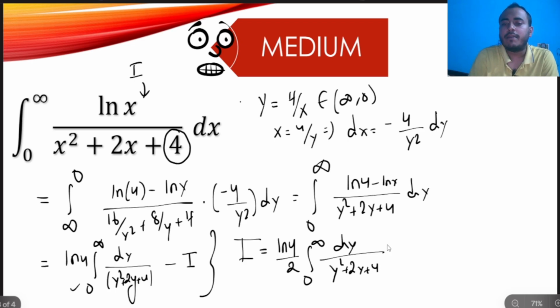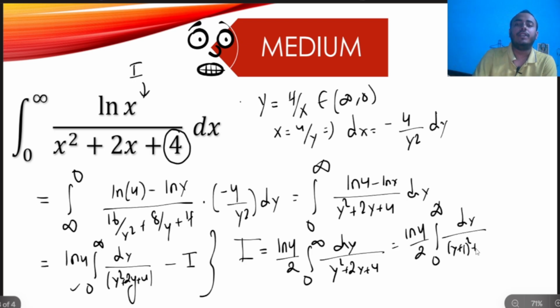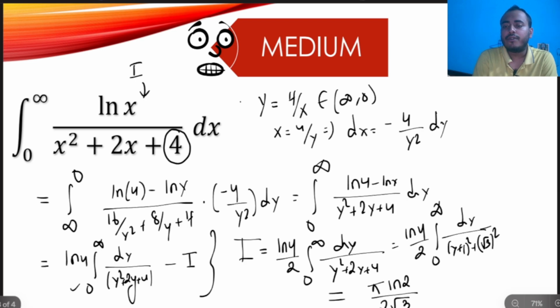Now this is simple because this can be written as a perfect square, which is ln of 4 by 2, integral from 0 to infinity, and you can simply write this as y plus 1 whole squared, and then there's 3, which you can write as root 3 whole squared. Okay. This is in the form of arctangent. You can do this, and you know that arctangent of infinity is pi by 2. Apply the formula, and you understand that ln of 4 is nothing but 2 ln 2. So doing all this, the final answer is 2 ln 2 by 2, which is ln 2 by root 3 into pi by 2. So pi ln 2 by 2 root 3.